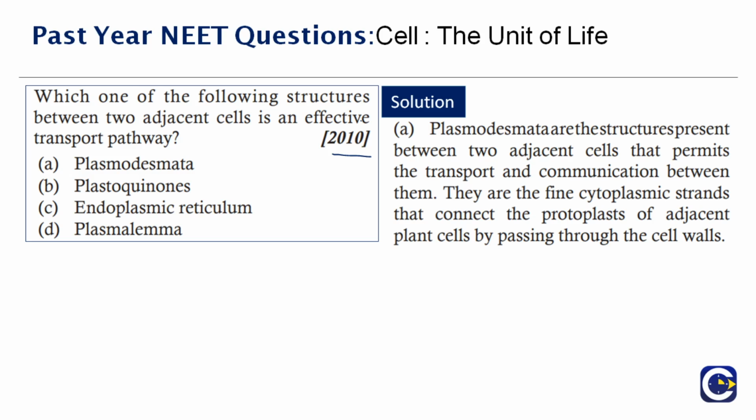Plastoquinones, endoplasmic reticulum, plasmalemma, they do not have any transport system. They are all associated with the cell structure, but they are not associated with any transport pathway. If at all they are involved in the pathway, they will not be as effective as plasmodesmata. Therefore the correct answer is option A.